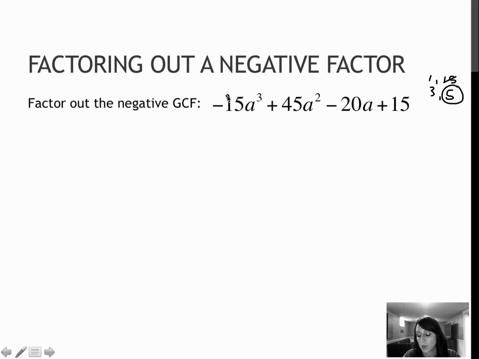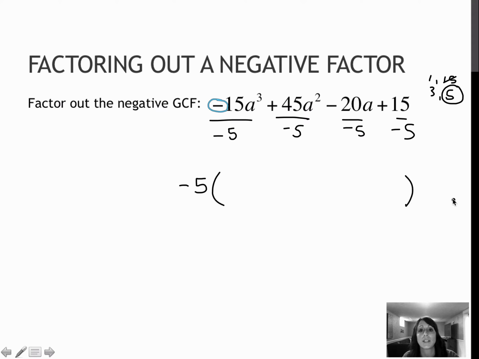However, notice that my first term is negative, and whenever our first term, our leading coefficient, is negative, we want to take a negative out as well. So instead of just 5, I'm taking out a -5. Just as I did before, I'm going to write that on the outside immediately so I don't forget about it. And then I'm going to write what's left over. So -15 divided by -5 is +3a². And a positive divided by a negative gives me a -9a². And a negative divided by a negative gives me a +4a, and a positive divided by a negative gives me a -3. So that's my final answer.